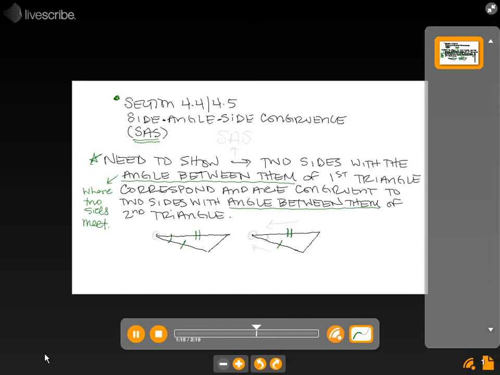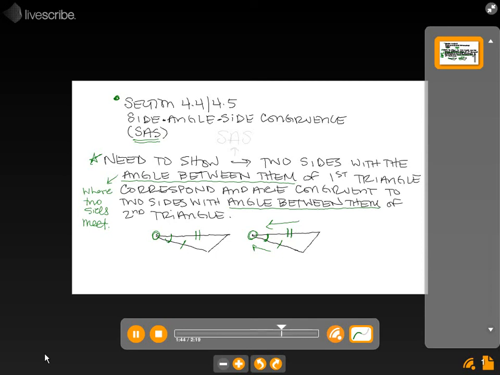And the angle needs to be where the two sides meet. This one goes this direction, this direction. They meet right here at the end. Okay? So that would be the angle we have to show that they're congruent. It has to be where the two sides come together. That's really important. It can't just be any angle. It has to be where the two sides meet.